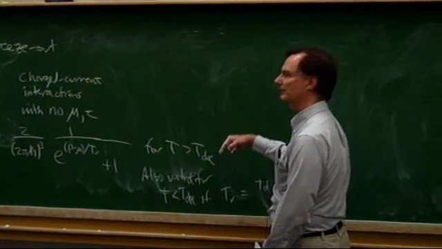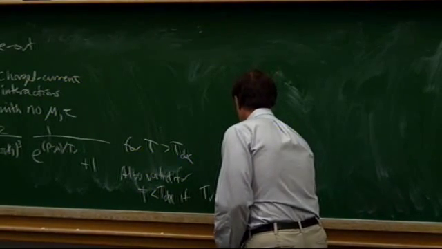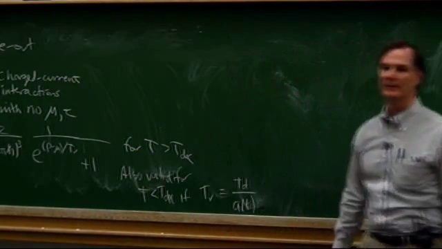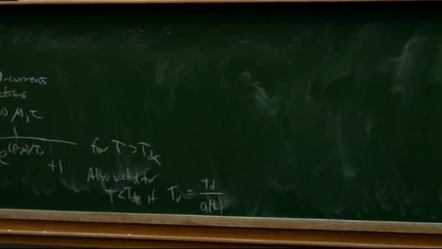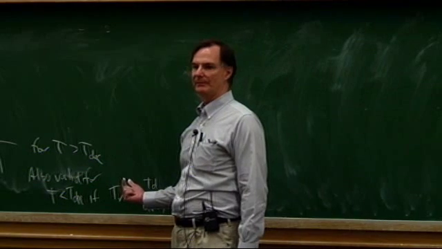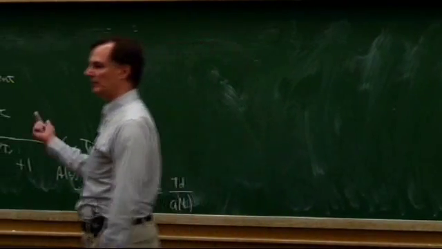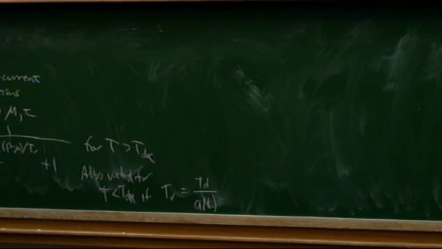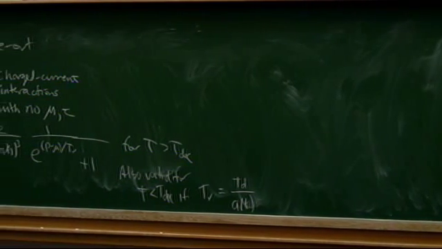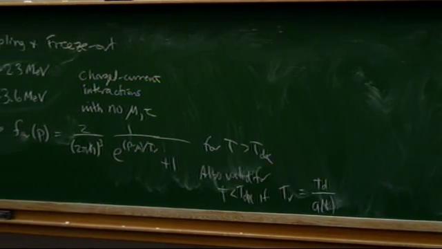It decreases with expansion, so divided by A of T. And this is because you take the shape of the distribution function at decoupling, and then after decoupling, the neutrinos don't scatter anymore, so they just travel along their geodesics. They move in free fall through the universe.